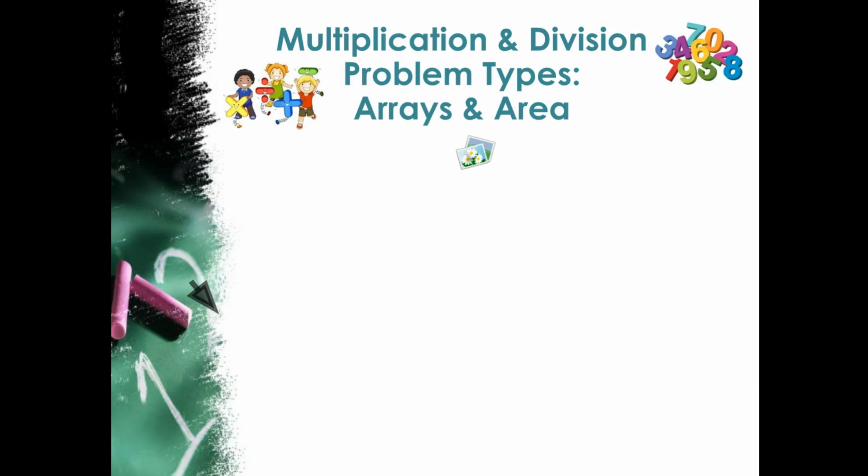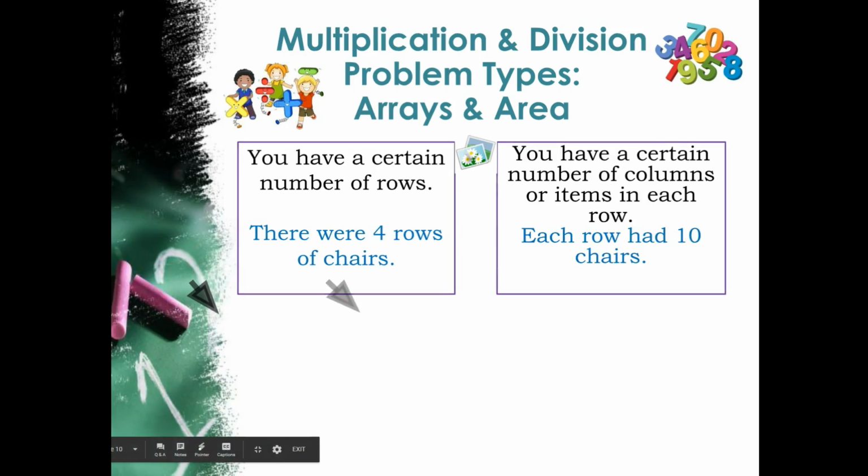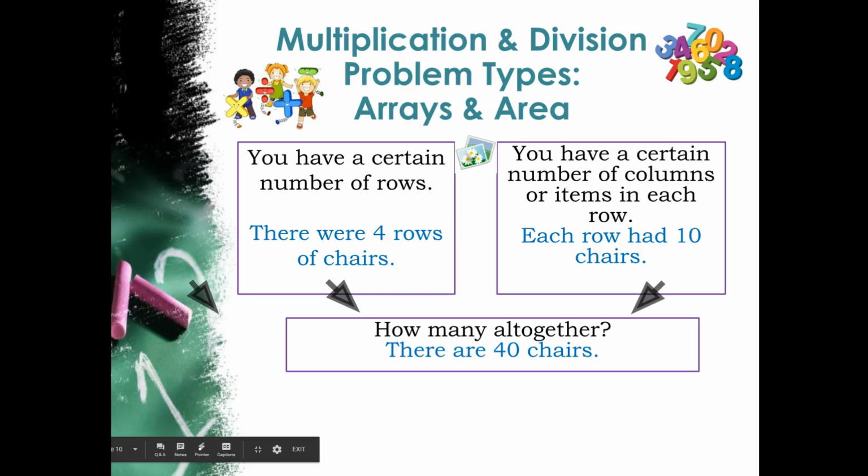The second type of multiplication and division problems involves arrays and area. For arrays, there is a number of equal rows, a number of equal columns, or an equal number of items in each row. There is a total number of items. For area, there is length, width, and area. The example here is there were 4 rows of chairs. Each row had 10 chairs. There were 40 chairs. As with addition, subtraction problem types, any part can be unknown.